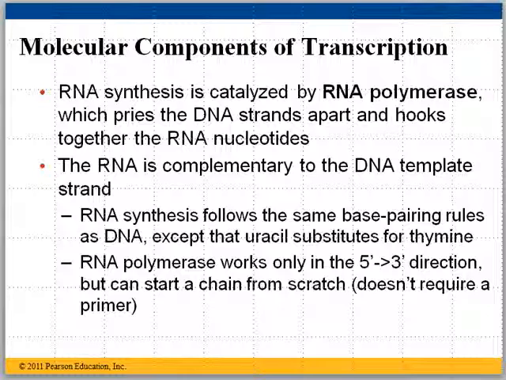The RNA polymerase works only in the 5' to 3' direction, similar to what we've discussed previously. But the difference here is that the RNA polymerase can start a new RNA chain from scratch. Unlike the DNA enzymes that we discussed in the previous chapter, which needed an RNA primer to get started, the RNA polymerase can start a brand new RNA chain without any such primer.